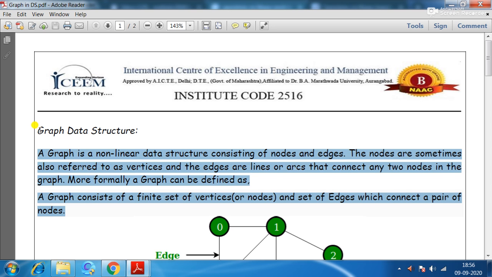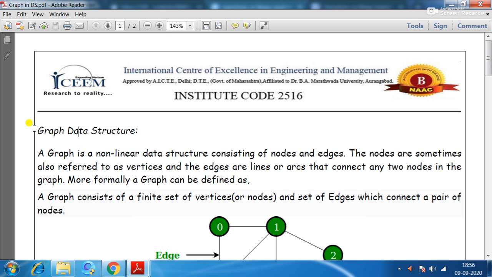In this way, now we are going to discuss the graph data structure, because trees and graphs are very important concepts in designing operating systems, database management systems, and other applications such as computer networks and other networking. So graph is also one type of important concept in data structures.